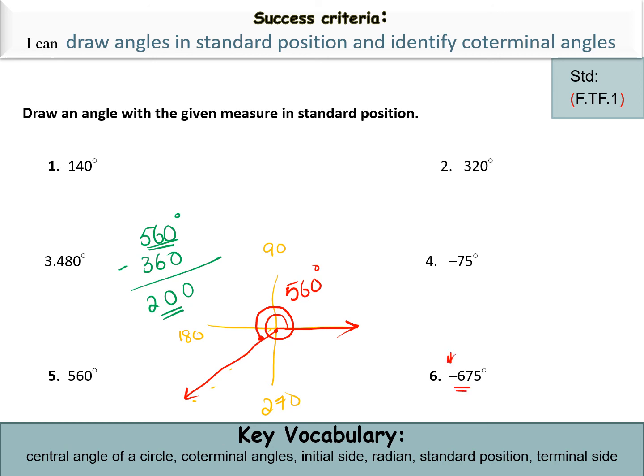Now negative 675. Now ignore this negative sign. The reason is that this only shows the direction, clockwise or anti-clockwise. Negative shows that this is the clockwise direction. But while solving, you just ignore the negative sign. So what will you do? First of all, you have to understand how many revolutions it has taken. So 675 minus 360 gives you 315. So it means 315 is in the fourth quadrant.